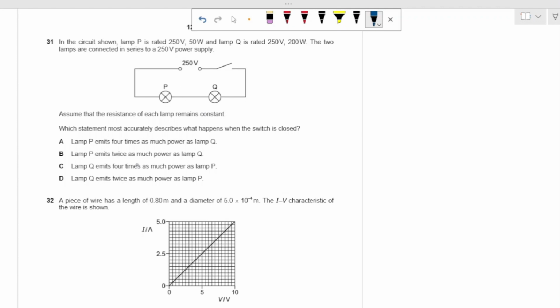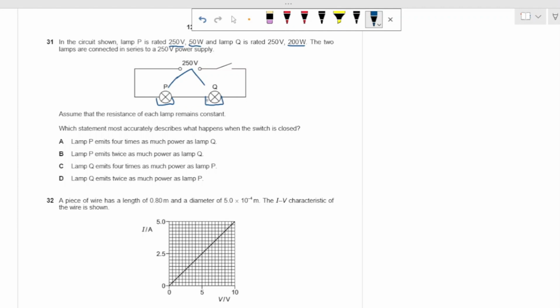Now, do not just directly go for the options. There is one thing you must notice, that this 50 watts only applies if a voltage of 250 is passing through the lamp. Similarly, 200 watts is for lamp Q only, and only if 250 volts is passing through Q. But you can see in this case that it is not exactly 250 for each of them, but instead it is being split. Now, how can we find how much voltage is passing through P and how much through Q? Basically, the potential differences across each of them.